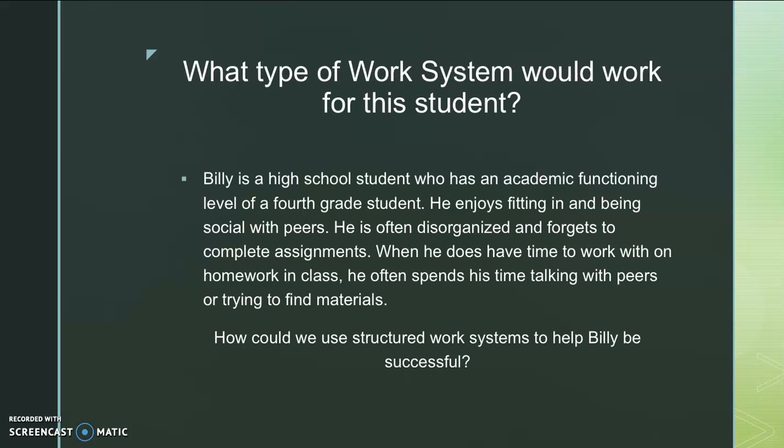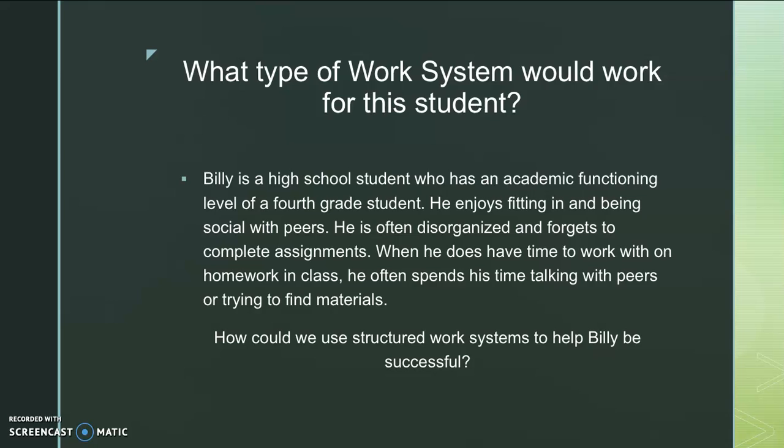Now I want you to think about these 2 scenarios that I have for you. The first scenario is that Billy is a high school student who has an academic functioning level of a 4th grade student. He enjoys fitting in and being social with his peers. He is often disorganized and forgets to complete assignments. When he does have time to work on homework in class, he often spends his time talking with peers or trying to find materials. How could we use structured work systems to help Billy be successful?